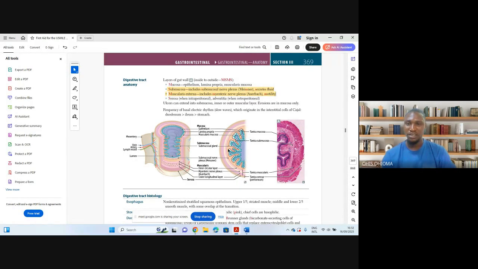The interstitial cells of Cajal, the only time I've seen a question is in an MBME. So the pacemaker, just like the heart has a pacemaker, which is the SA node, the GI tract has its own pacemaker. And those cells are known as the interstitial cells of Cajal. These cells generate an electrical impulse that helps with peristalsis.